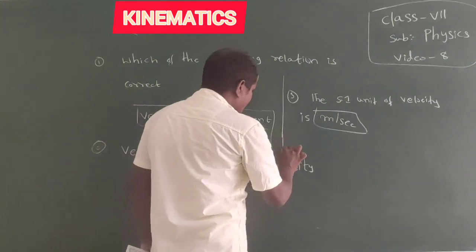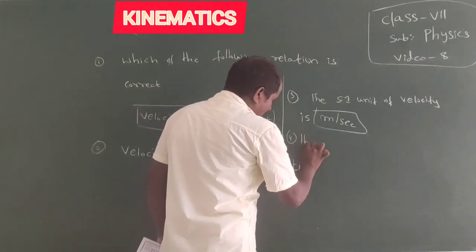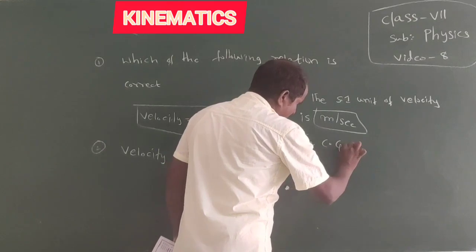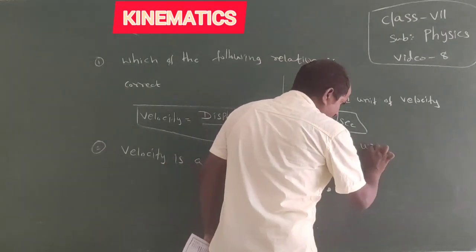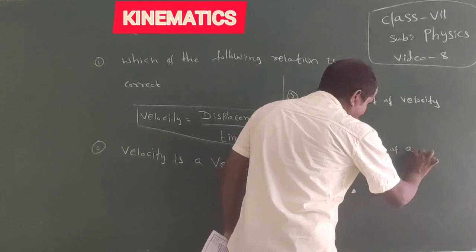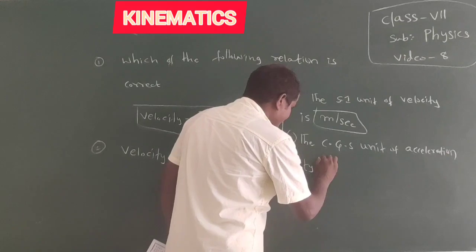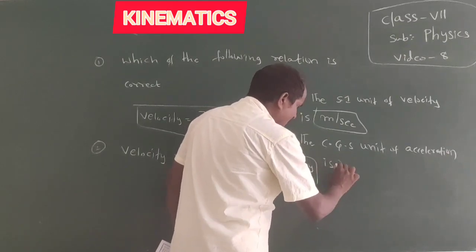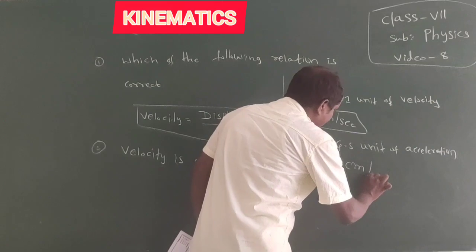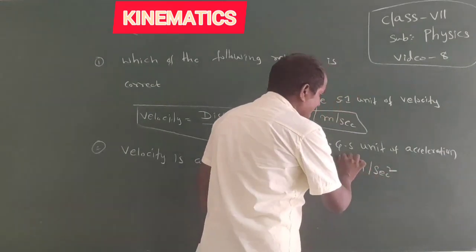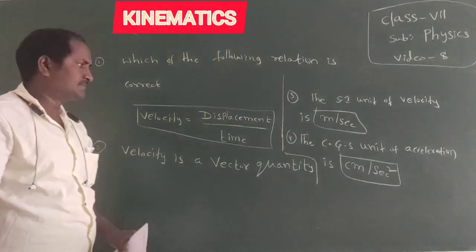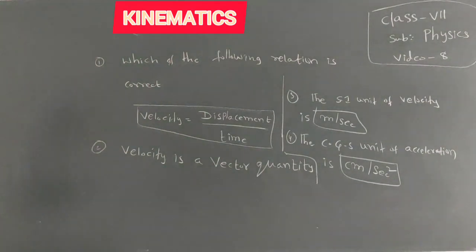Next one, the SI unit of acceleration is meter per second square. Okay. Next, question number 5.